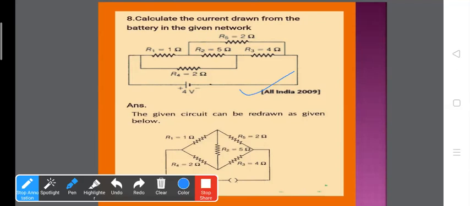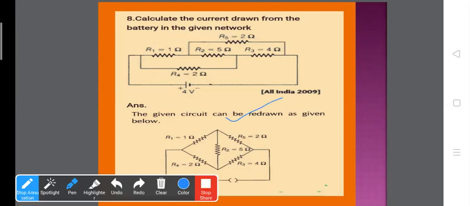Clear? Resistance R1 is 1 ohm, resistance R5 is 2 ohm, resistance R3 is 4 ohm, R4 is 2 ohm, and resistance R2 is 5 ohm. Clear? From this we find that this circuit can be redrawn like this circuit. It looks like a Wheatstone bridge.